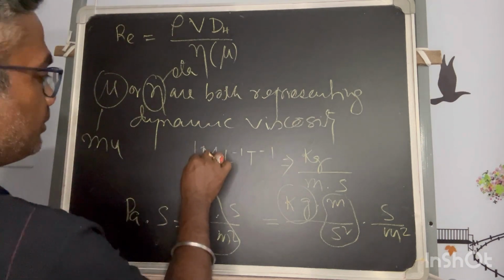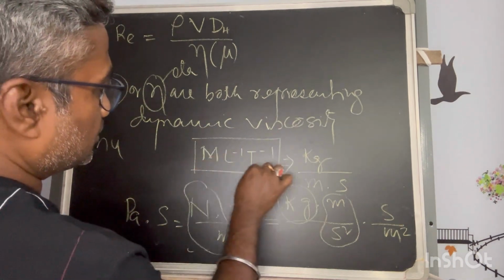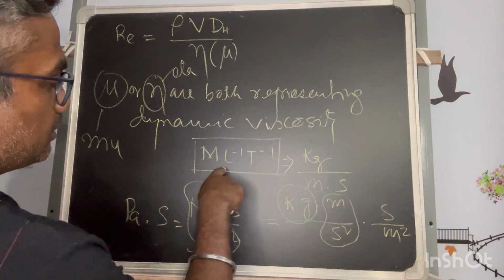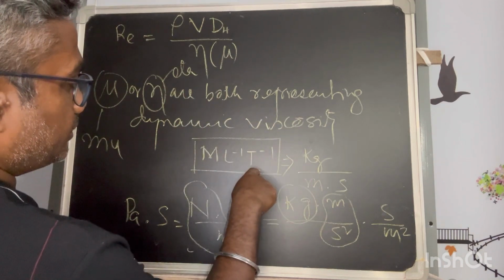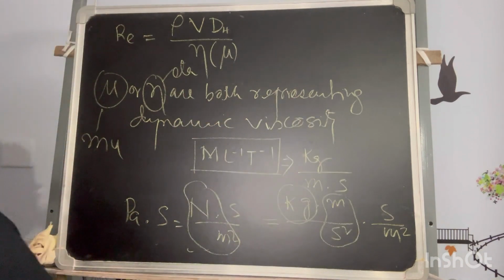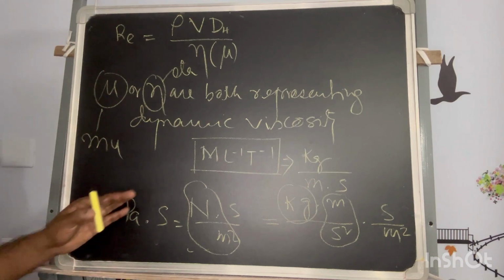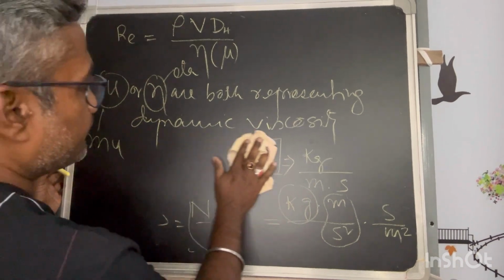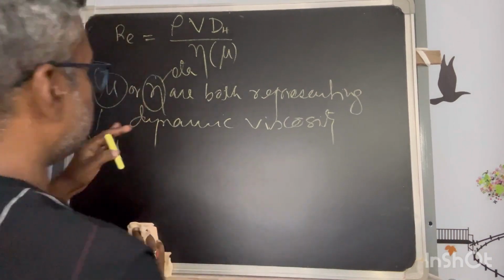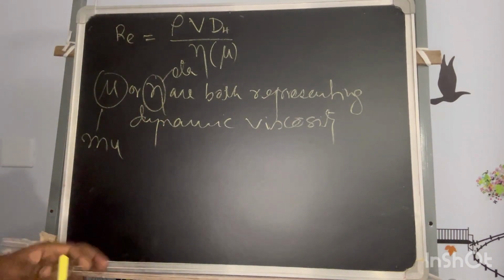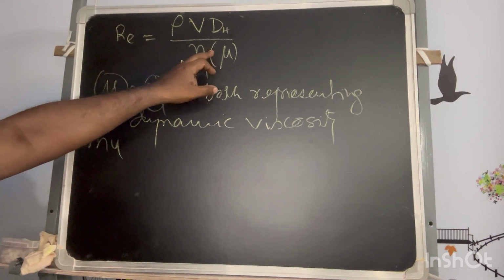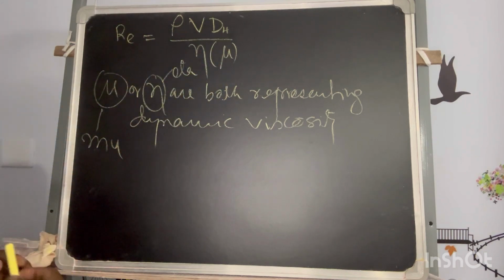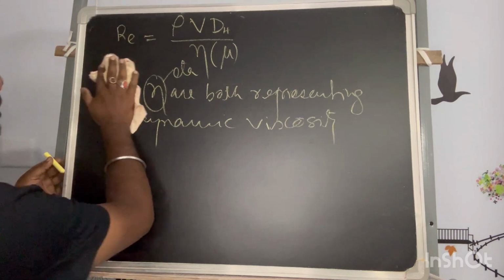So ultimately if I break it down, the ultimate unit will be M L to the minus 1 T to the minus 1, the lowest combination of units, you can say. So this is the unit. Now this is dynamic viscosity. What I am saying, this eta and mu are same, and this represents the dynamic viscosity.